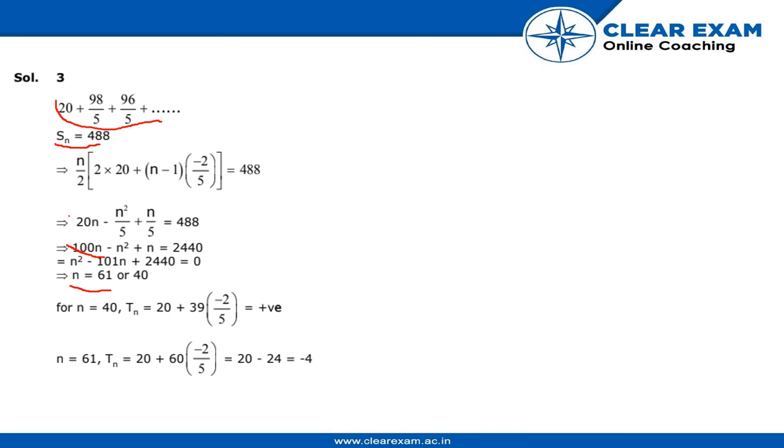For finding the nth term, for n equal to 40, we would simply put the value of n in a plus n minus 1 into d, which we would get positive. Similarly we would do in the second case when n is 61. In this case we would get our answer minus 4. So that's how you would solve this question.